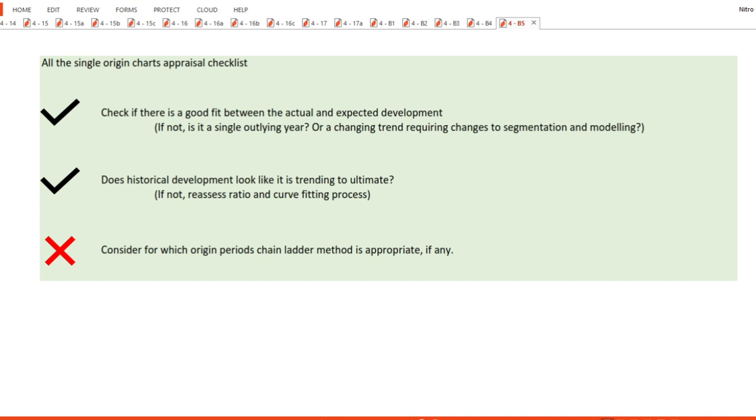Next, does the historical development look like it's trending to ultimate? Again, 1 or 2 outliers or a balance of origin periods looking slightly optimistic or pessimistic might be fine, but if not, we probably need to reassess our ratio and curve fitting selections. Lastly, we should be able to clearly see which origin periods look reliably modelled and which look sufficiently immature or erratic that the chain ladder method will not be a useful estimate.